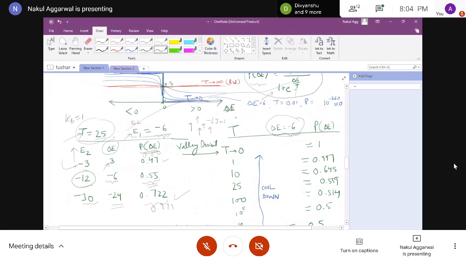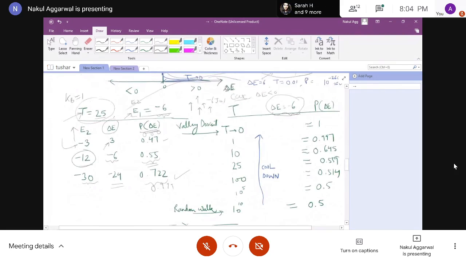Obviously, I also need to take the case where delta E is positive, but you will see it's very trivial from the case where delta E is negative. But now we fix delta E equal to -6, and then we vary the temperature. Now, if you do this on your calculator and take the temperature to 0.0001, you will see that the probability is almost close to 1.